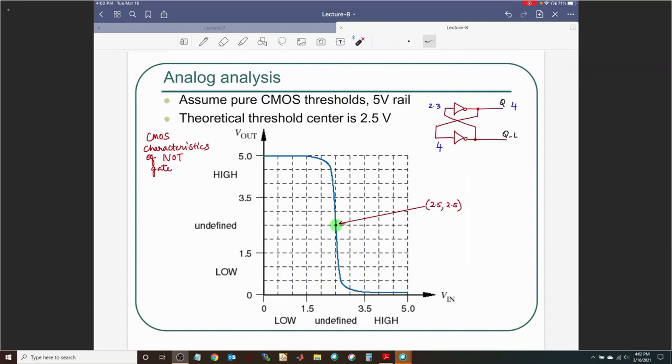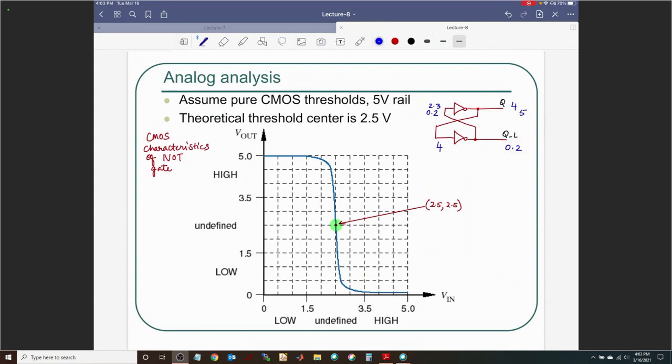The input is 4. What would be the output? Very, very low, almost like 0.2 maybe. So this is 3.5, this is 5, so 4 would be right here. So it's 0.2, very, very small. If this is 0.2, which is being fed back to this guy, will this change? Now the 2.3 is going to be 0.2. If that is 0.2, what would happen here at Q? It'll go to 5, exactly.